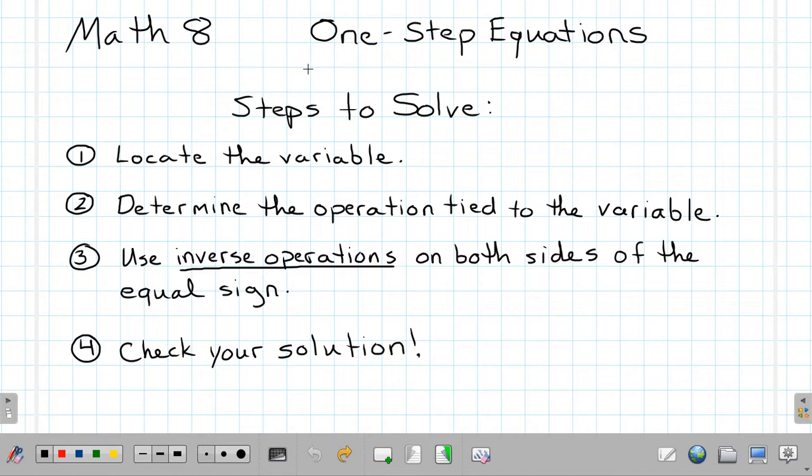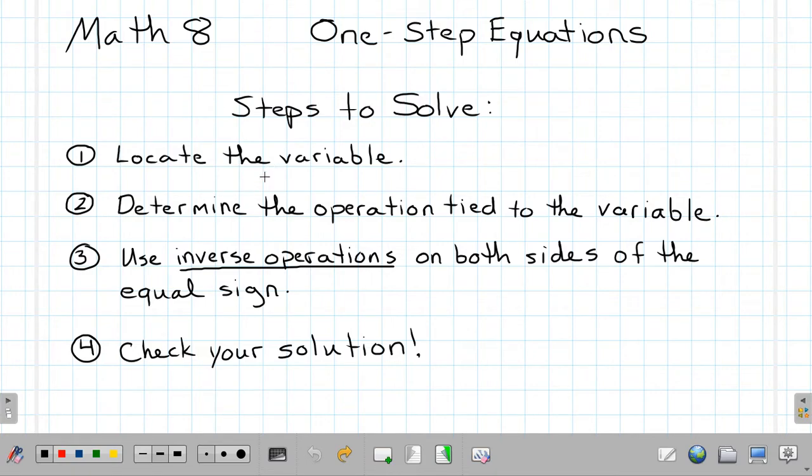Okay, so the first step is locate the variable. Each equation is going to have at least one variable. In this case, all the equations we're going to do this year have only one variable. So we need to locate what it is, and that could be x. The general one we always tend to use in math is x, but there could also be m's or z's or a's, or d's, or whatever variable you can think of. It could be smiley faces if you really wanted to use smiley faces as variables.